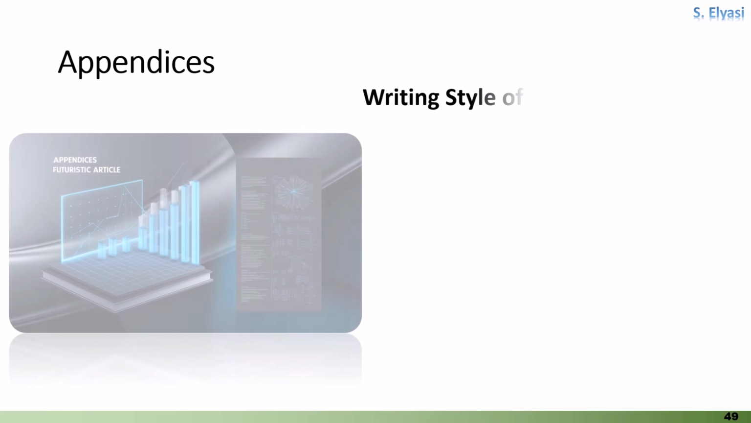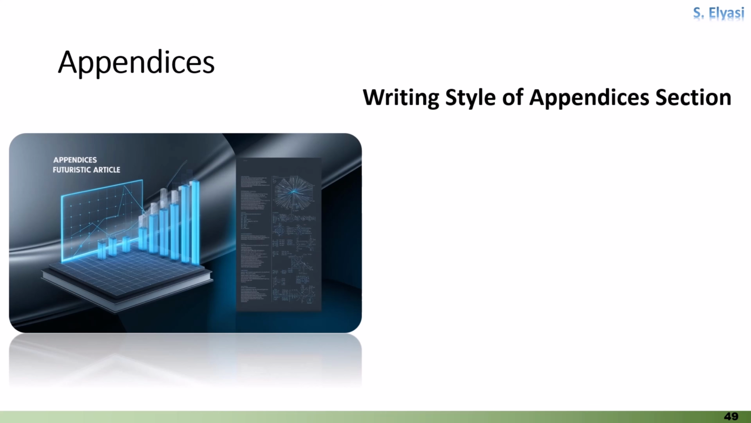The writing style and guidelines for appendices emphasize clarity, consistency, and detailed documentation to ensure the information is accessible and useful to readers. Here are more details about the writing style for appendices. Clarity and precision, direct and unambiguous. The language used in appendices should be straightforward and specific, minimizing the potential for misinterpretation.